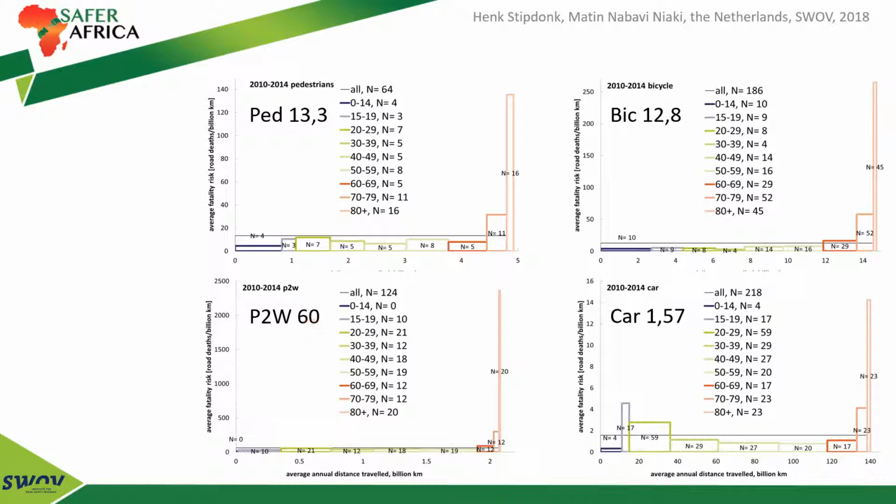For powered two-wheelers it's highest, for cyclists and pedestrians it's in between, and for cars it's much less. Further, for each travel mode the risk is different for different age groups, and as you can see the risks are highest for the highest age group, because people in this age group are more vulnerable. Not shown in this graph is the risk for a serious injury.